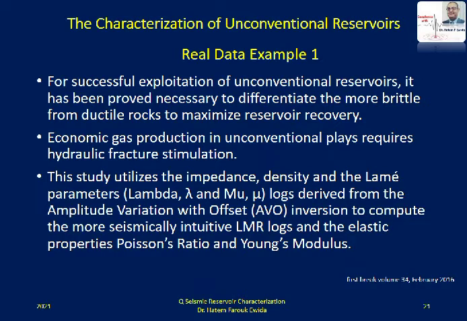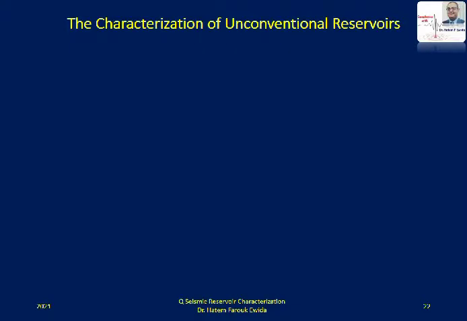So they utilize the impedance. What's the impedance? Acoustic impedance, density times velocity, the density, and the Lame parameter, or Lame constant, and they extracted the attributes of lambda rho and mu rho. Using the amplitude variation with offset, they do the inversion of the AVO to extract the mu, lambda, and rho. And they use this, again with the Poisson ratio, to identify where the brittle parts of the reservoir are. So let's continue and see what happens.